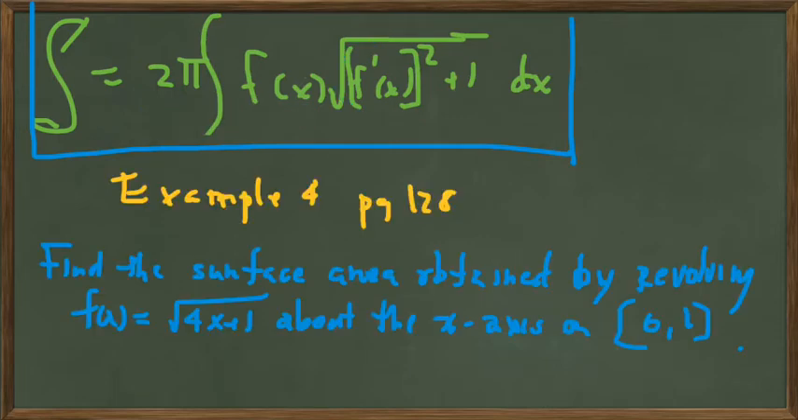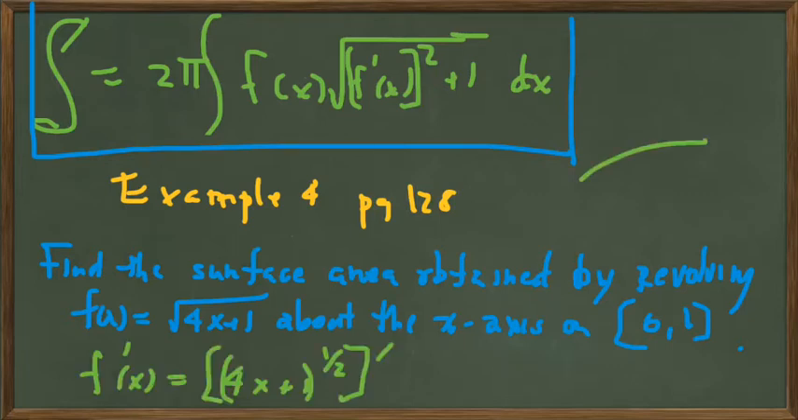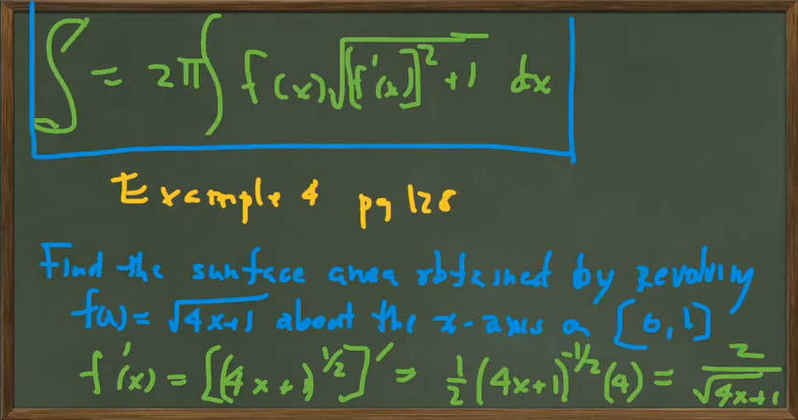In example 4, we are revolving the function f of x equals the square root of 4x plus 1 about the x-axis on the interval [0, 1]. So the first thing that we need to do is take the derivative of f of x and then square it. So we're taking the derivative of f of x, bring the power down, reduce it by 1, multiply by the derivative of the inside, which gives us this, and then let's write that in simplified form with the 4 canceling the 2 and bringing the minus 1/2 down into the denominator as a radical.